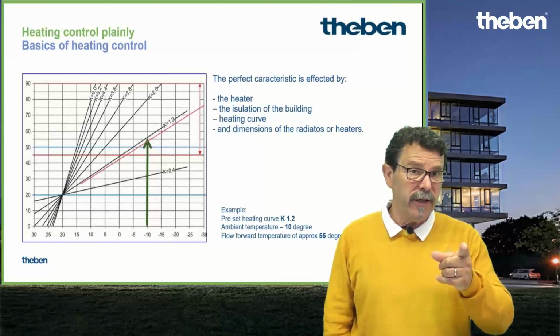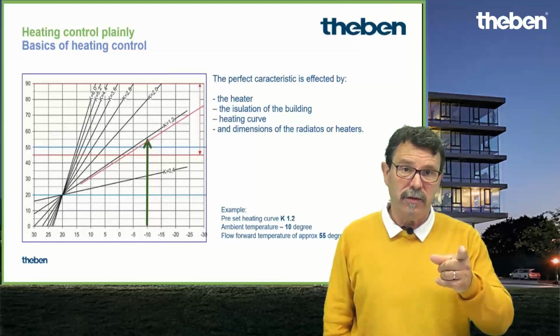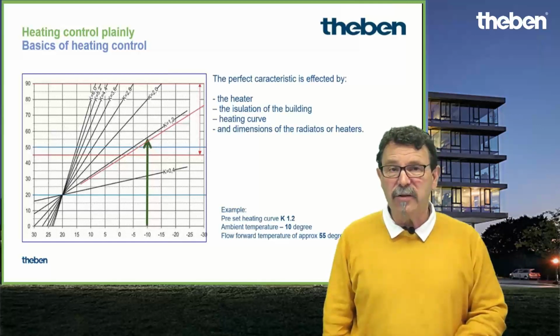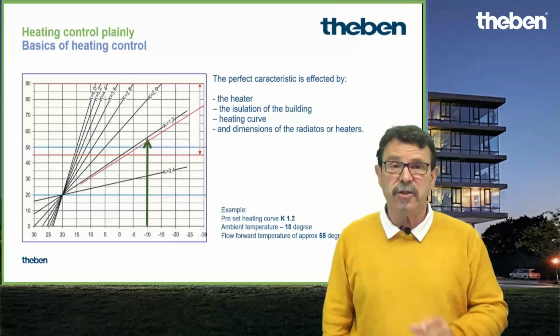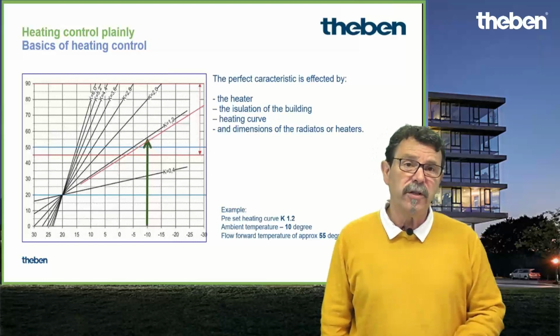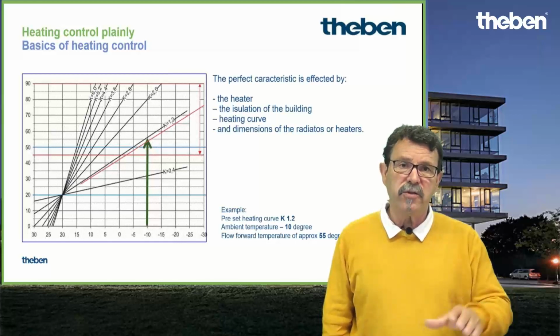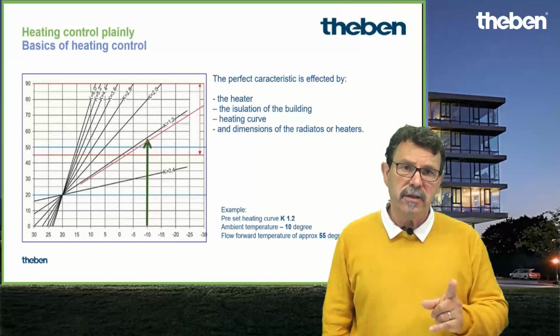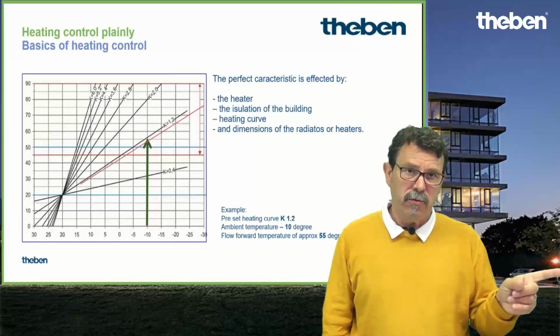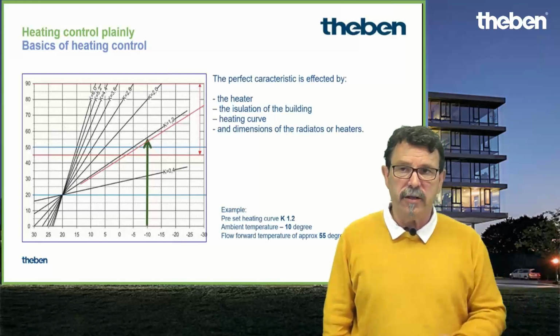If you have underfloor heating, be careful. The maximum underfloor heating flow forward has to be adjusted, due to such a curve, to a maximum of 40 degrees, not more. Otherwise, you will probably destroy the plates which are on the screed in your building. So here you have to distinguish radiator control and underfloor heating control.